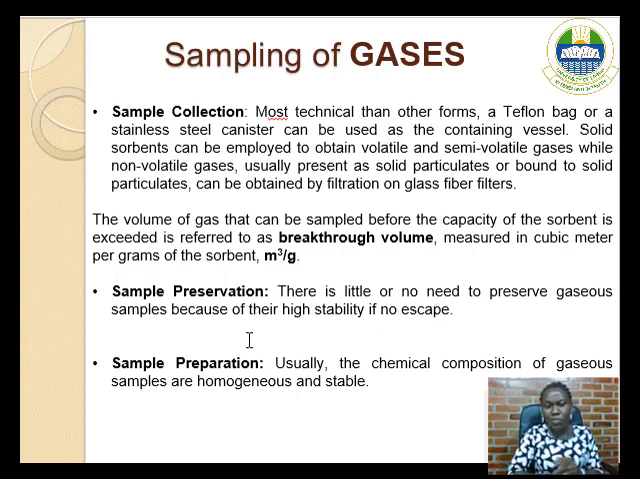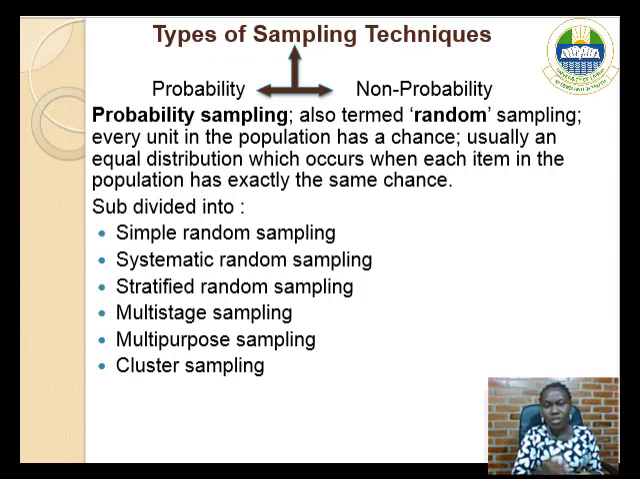Then let's talk about sample preservation. There is little or no need to preserve gaseous samples because of their high stability. If there's no escape, no need for preservation. Then your preparation, how do we prepare them? Usually the chemical composition of gaseous samples is homogeneous, so they are stable, so there is actually no cause for alarm. So we have so many types of sampling techniques.